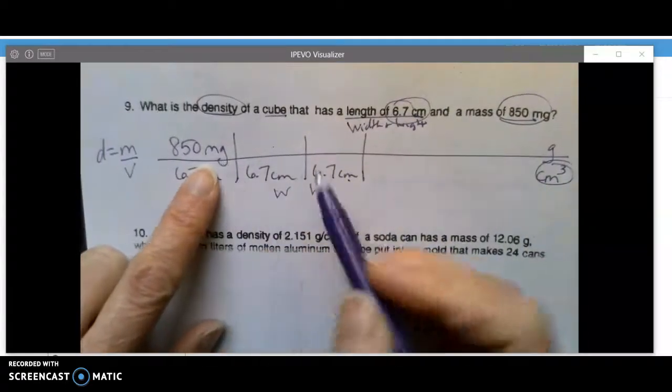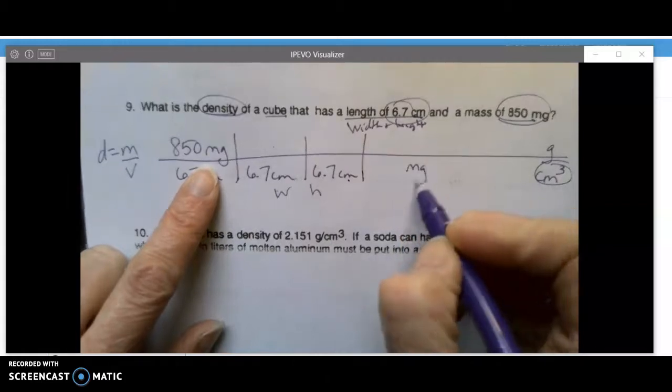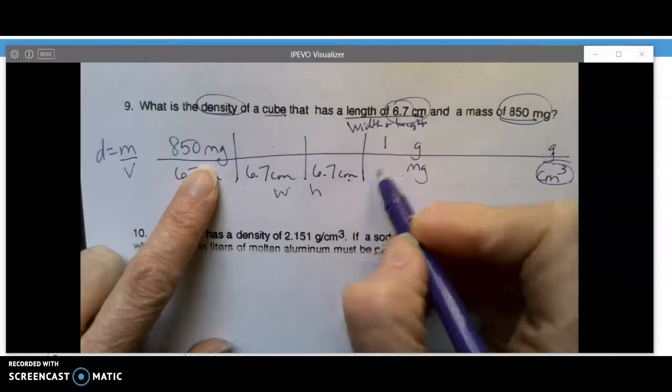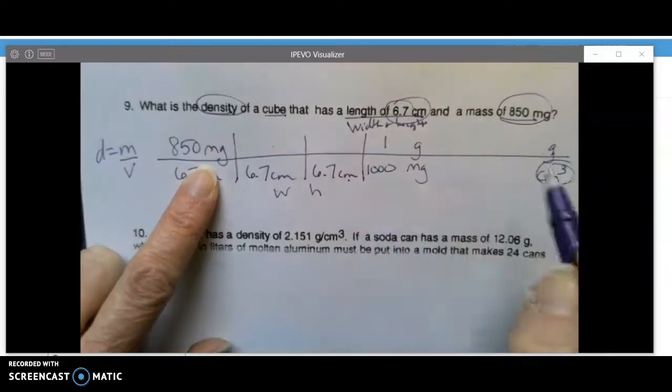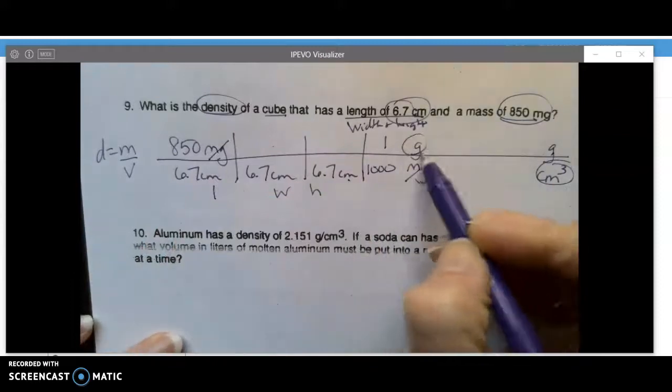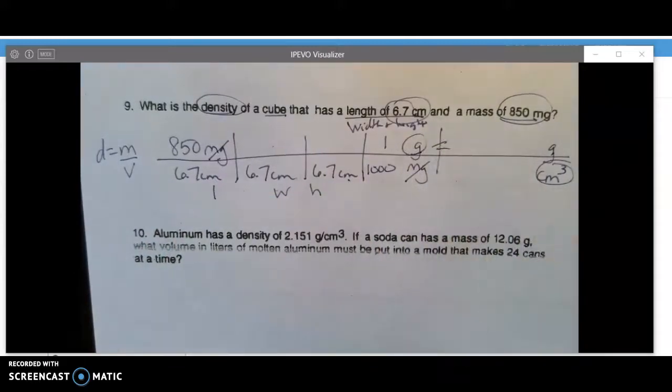But this one is in milligrams, so I've got to get milligrams to grams to match up this unit. So grams are going to be larger, and then 1,000 milligrams in a gram. And my milligram units cancel. Grams over cubic centimeters is what I'm left with.